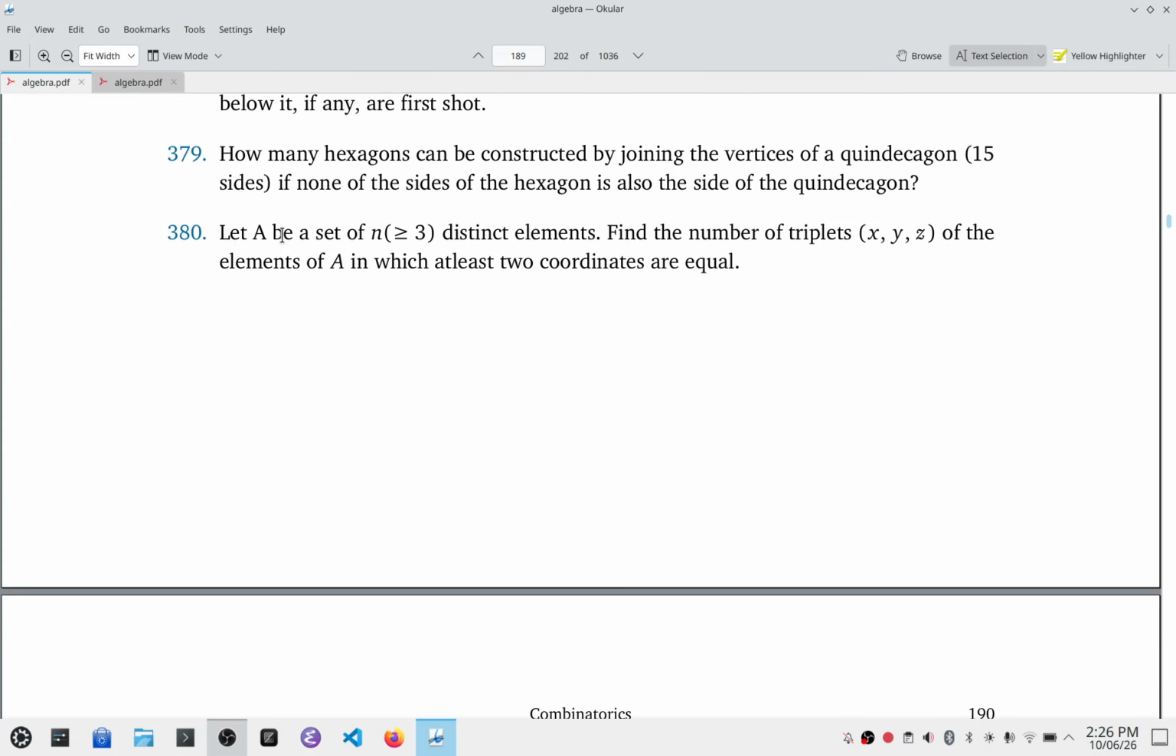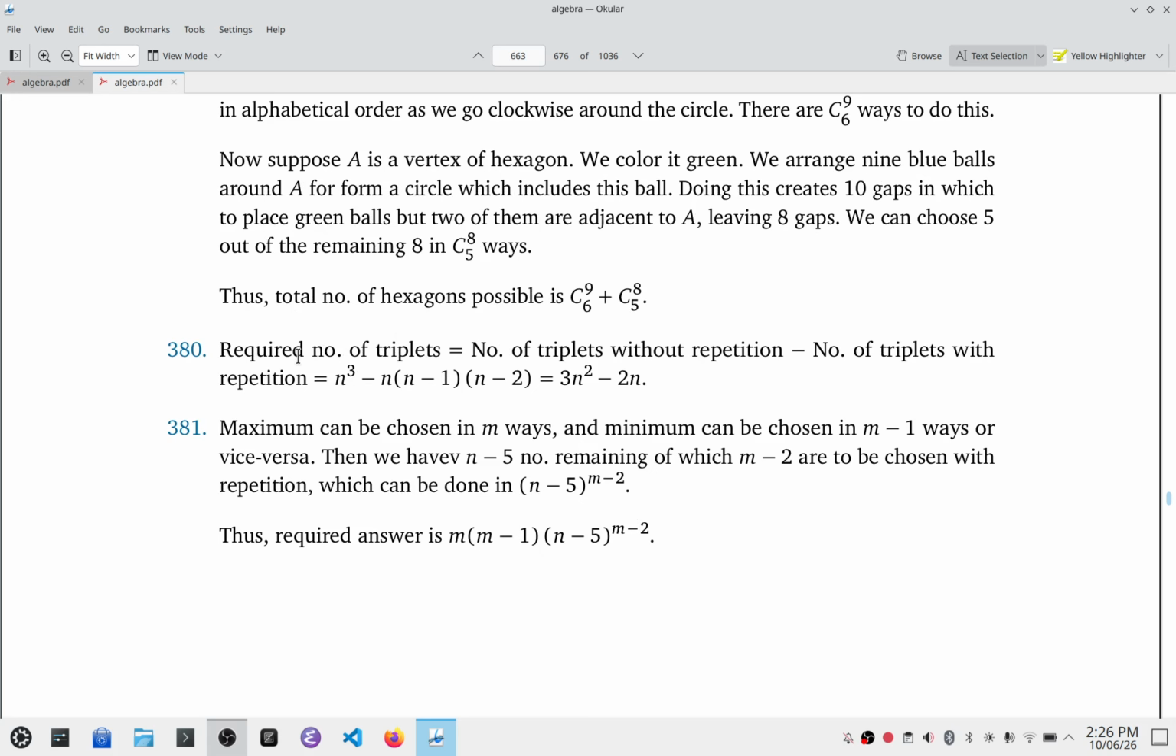Question 380 says that let A be a set of n greater than or equal to 3 distinct elements. Find the number of triplets of the elements of A in which at least 2 coordinates are equal. So required number of triplets is number of triplets without repetition minus number of triplets with repetition. So we have n cube minus n into n minus 1 into n minus 2. This is essentially nP3. So on solving this, we have 3n square minus 2n.